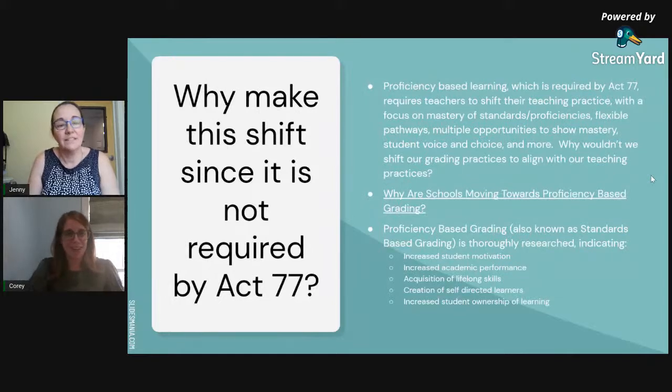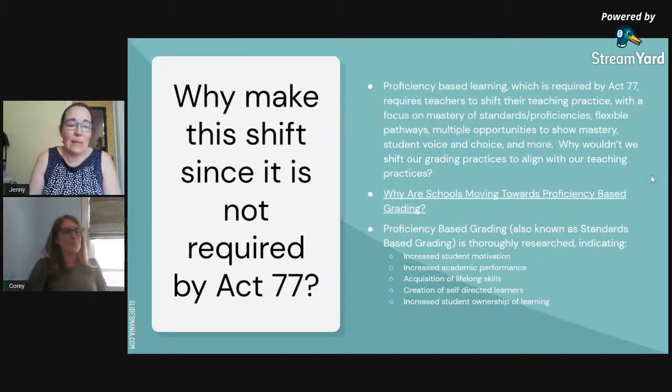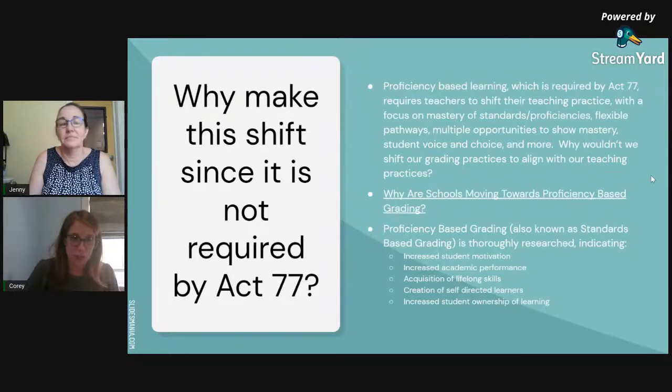All right, so the second question, this is a big one. Why are we doing this? Why proficiency-based grading? Especially since proficiency-based grading is actually not specifically required by Act 77. Act 77 talks about proficiency-based learning, so all those PLPs and flexible pathways and all of that. So if Act 77 is not requiring us to do this, then why would we?